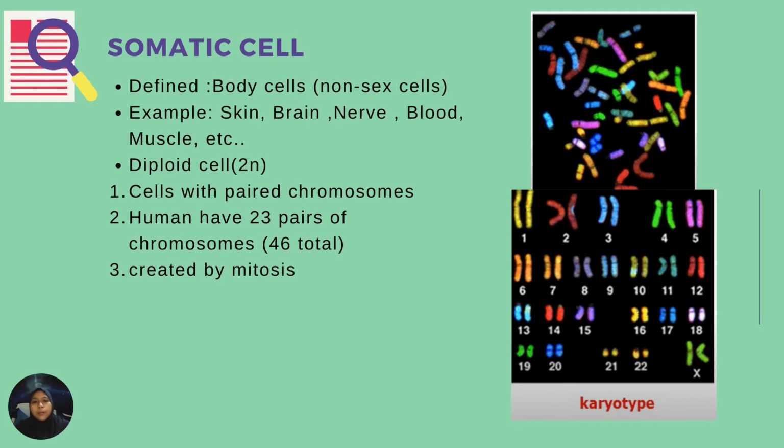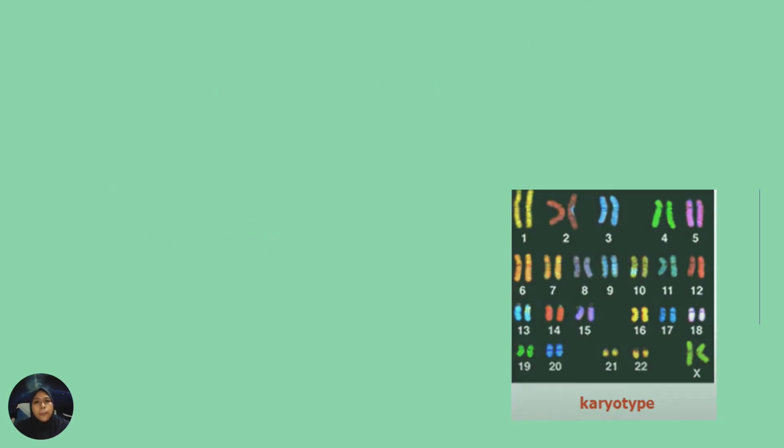So somatic body cells are also diploid. Diploid means they have paired chromosomes. In humans, there are a total of 23 pairs of chromosomes, for a total of 46 chromosomes. Diploid cells are also created by the cellular division process known as mitosis.